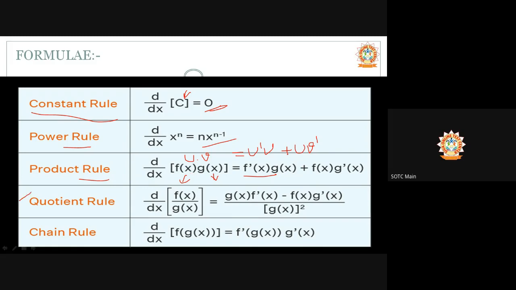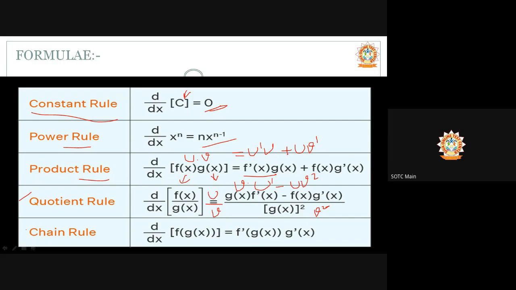Right? Next, quotient rule, that is d by dx of f of x by g of x, or you can also compare with u by v. Right? So it will become (v into u dash minus u into v dash) divided by v square. That is, denominator into differentiation of numerator minus numerator into differentiation of denominator, divided by the square of the denominator.